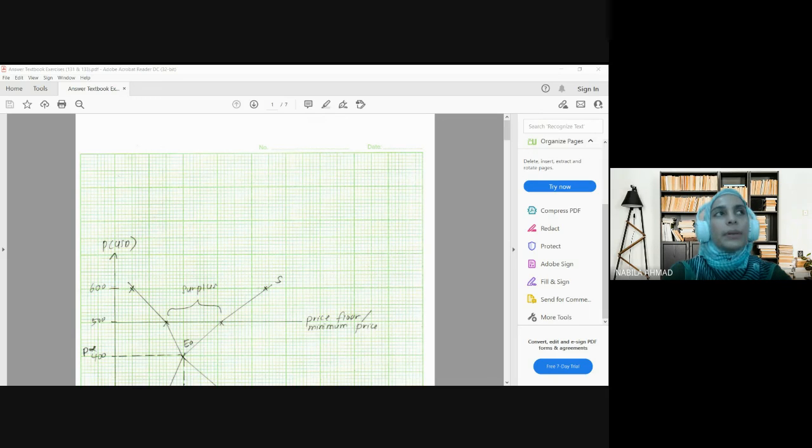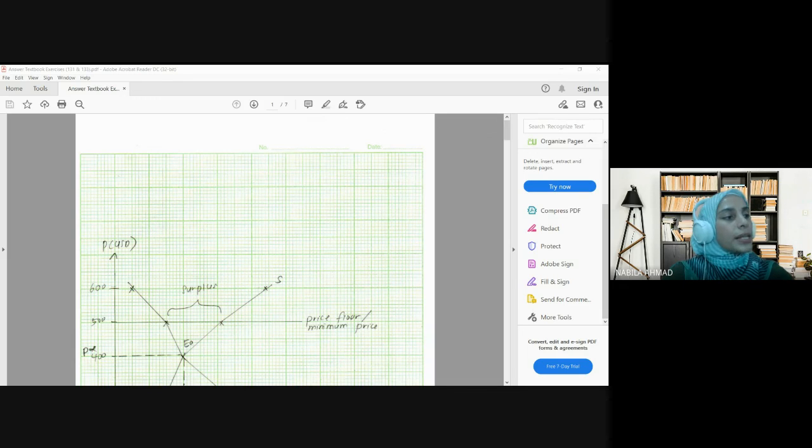Okay, kenapa producer nak sorokkan barang? Bila harga terlalu rendah dalam pasaran. So dia nak government naikkan harga, jadi dia sorokkan barang sebab government dah impose price ceiling. Price ceiling tu di bawah harga equilibrium. So dia nak suruh government naikkan harga, dia sorokkan barang. So masa price ceiling lah benda ni berlaku.